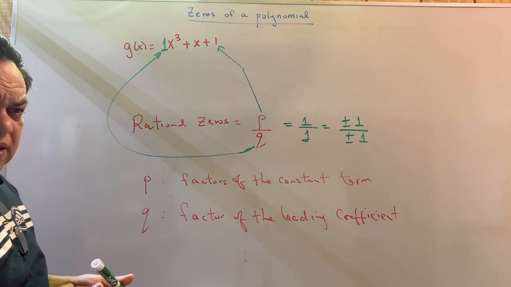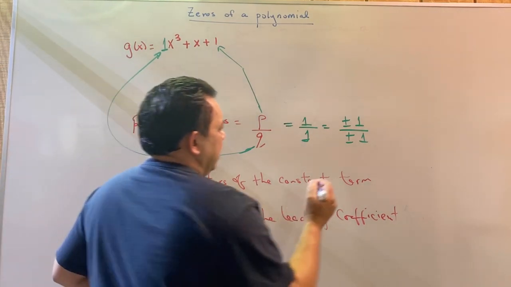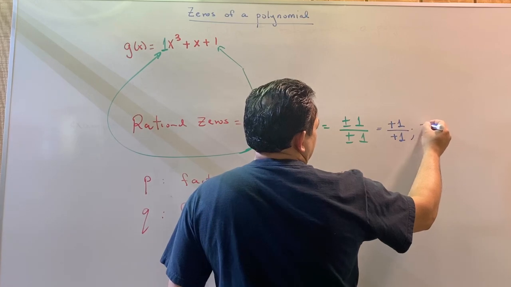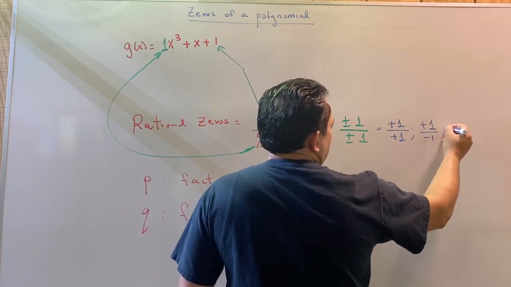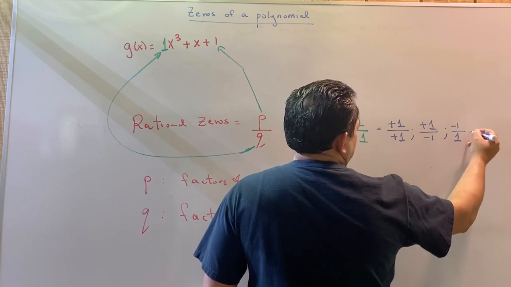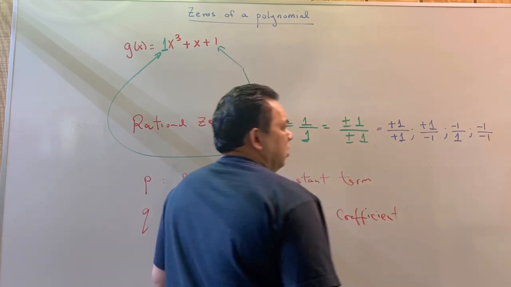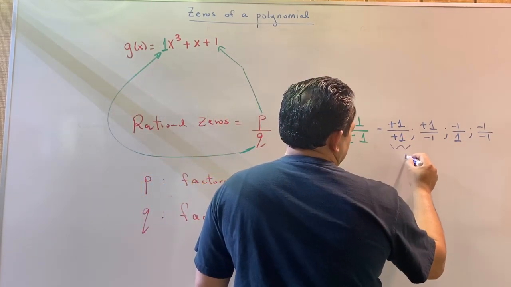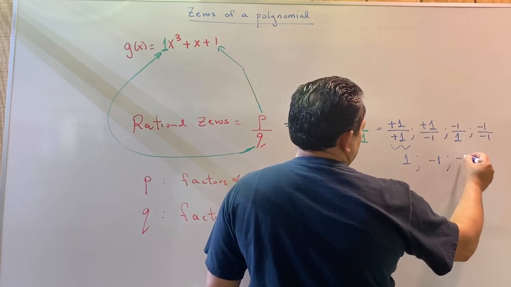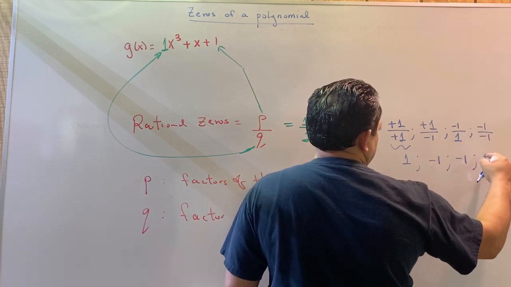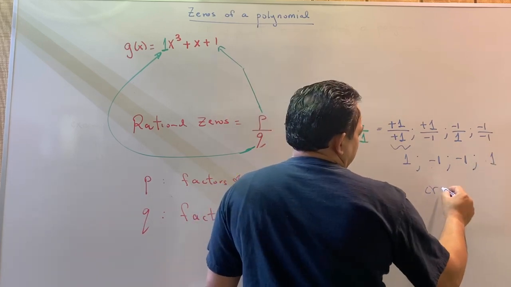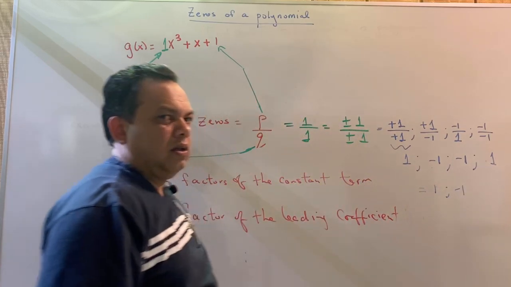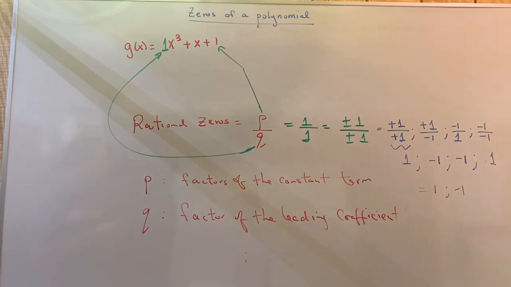So if you simplify this, what does it really tell us? It means that we have a positive 1 over a positive 1, or a positive 1 over a negative 1, or a negative 1 over a positive 1, or a negative 1 over a negative 1. Those are all the scenarios of plus or minus. Well, this will produce 1, this will produce negative 1, this will produce negative 1, and this will produce positive 1. So the only two of them we have are really 1 and negative 1. Those are two possible rational zeros.